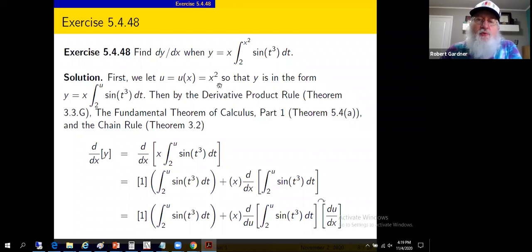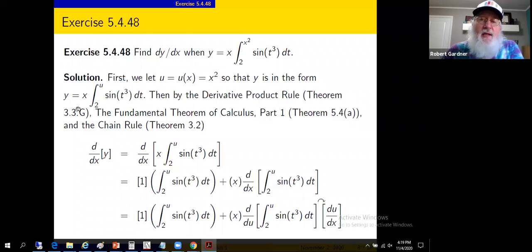We're going to let u be that upper bound, making a substitution so that we get the upper bound in terms of something else. Let's call it u. So we're doing a type of substitution here. For now, just a symbol to represent x squared.